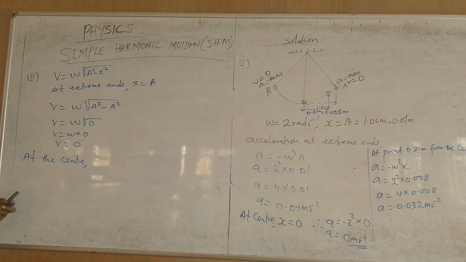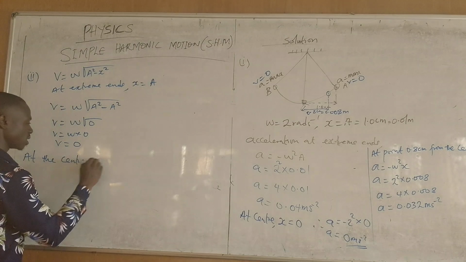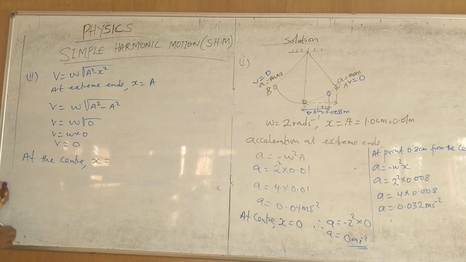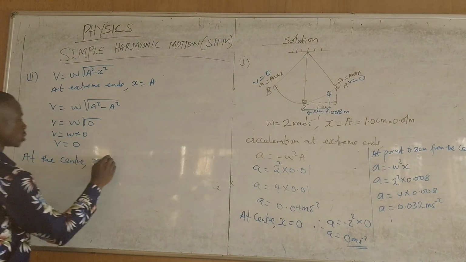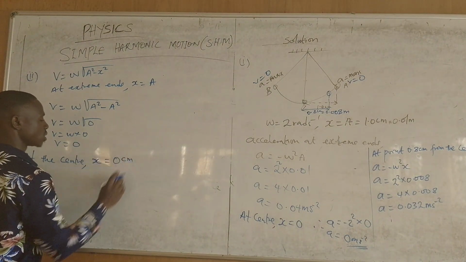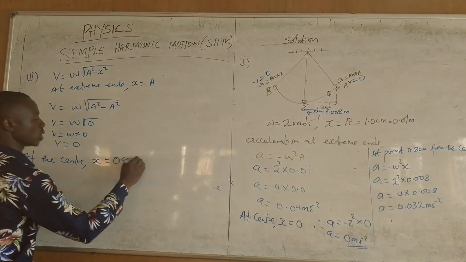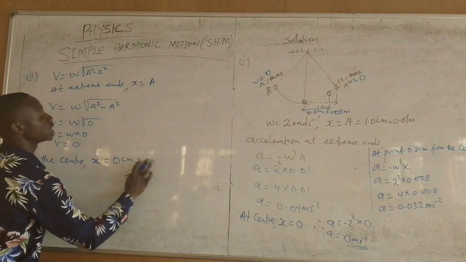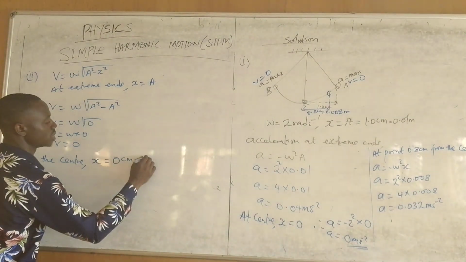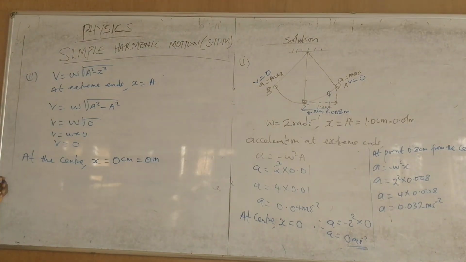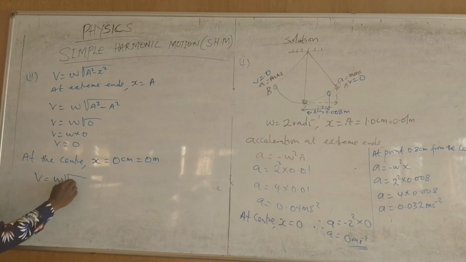What is x first? Always get your x. Has it been displaced at all at the center? So it means x is 0 centimeter, which is 0 meter. You have to express it in meter. So V will now be equal to omega root A squared minus x squared.